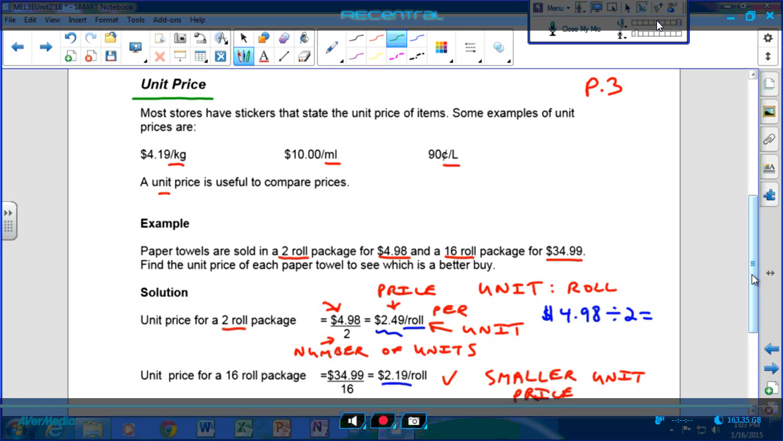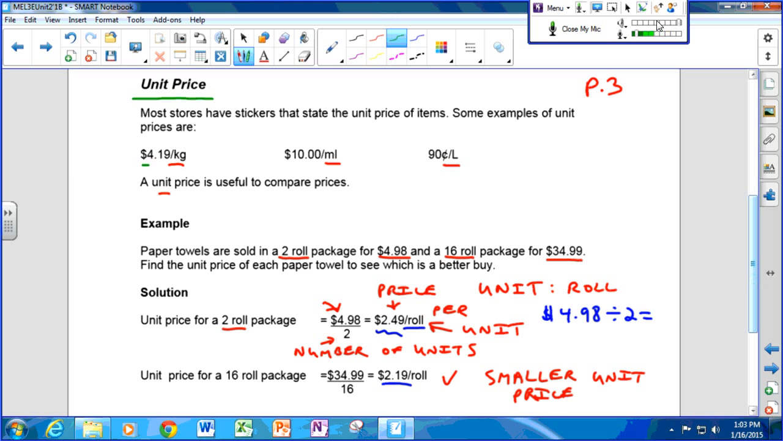An example here is $4.19 per kilogram. That means that the unit is a kilogram. If you were comparing a 1 kilogram box of product to a 4 kilogram box, in order to find the unit price for the 4 kilogram box, you have to divide the price by 4. Then you have the unit price of the 1 kilogram box and the unit price of the 4 kilogram box. You're still getting 4 kilograms of the product, and it is going to cost you more, but it's the unit price that matters.